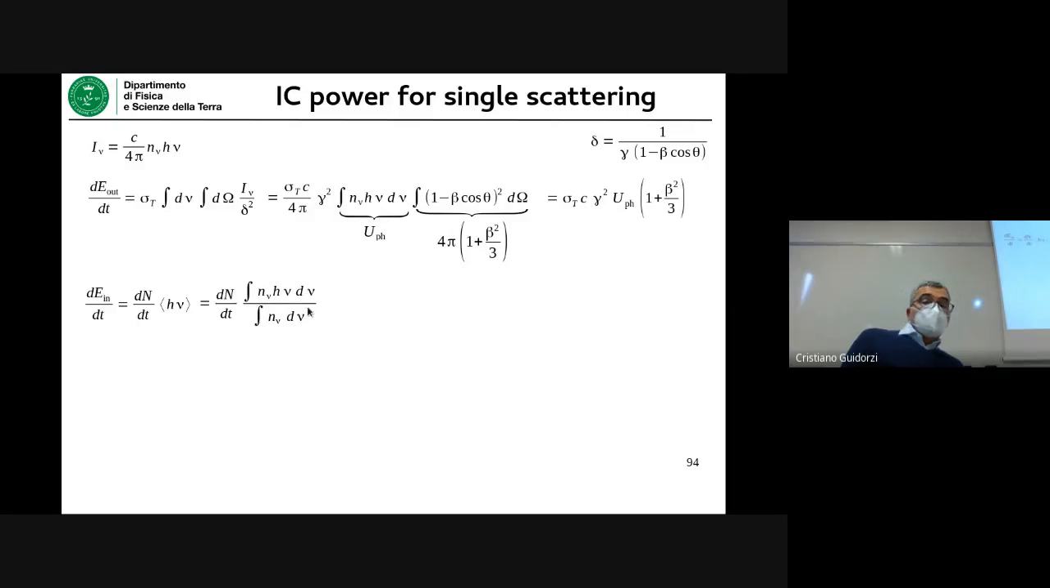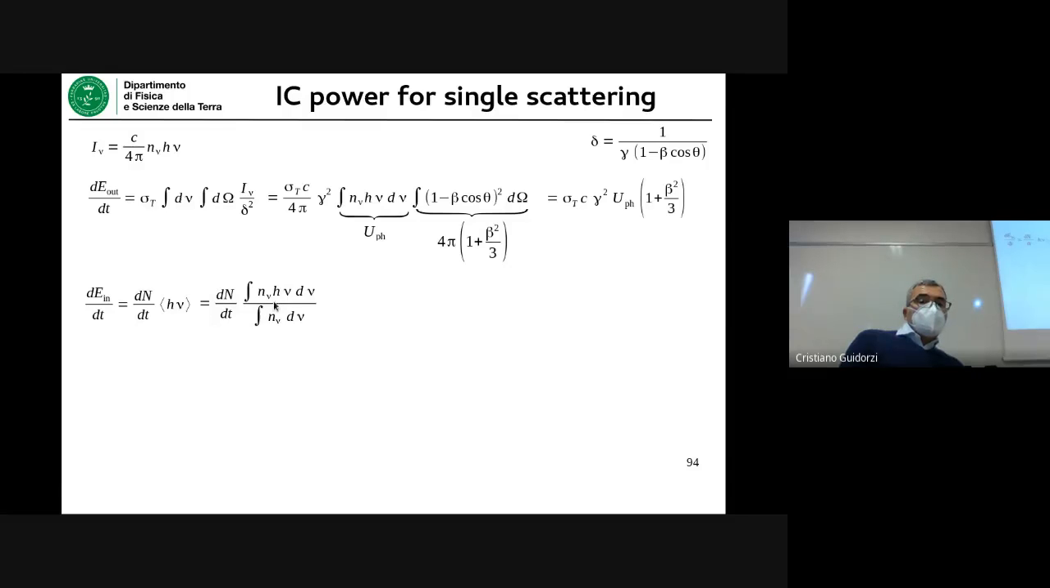So if you look at this formula here, you immediately see that given that n nu is the specific number density, this ratio is the average value of what? Of this factor that you are weighting with, the number density. So it is the average value of h nu. So I just wrote explicitly what the average energy of the photon is, okay?